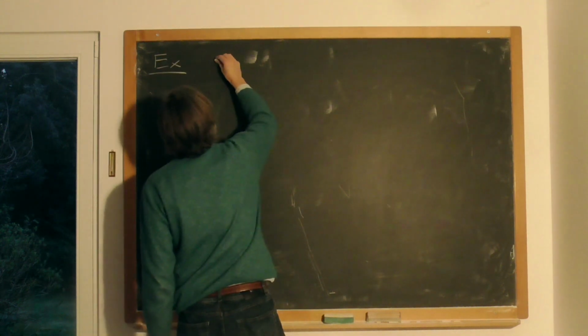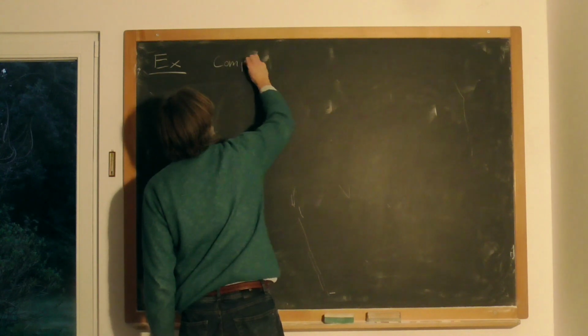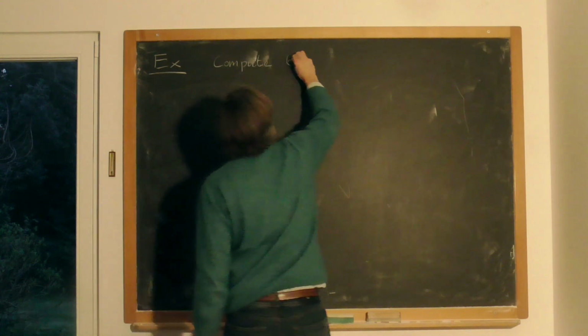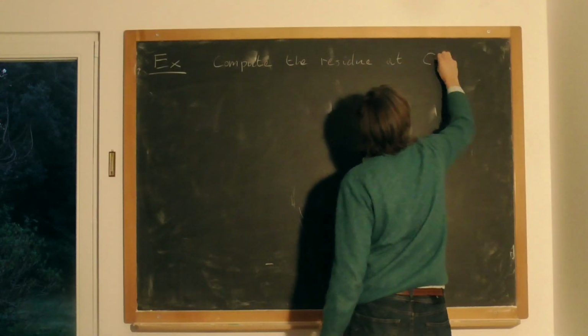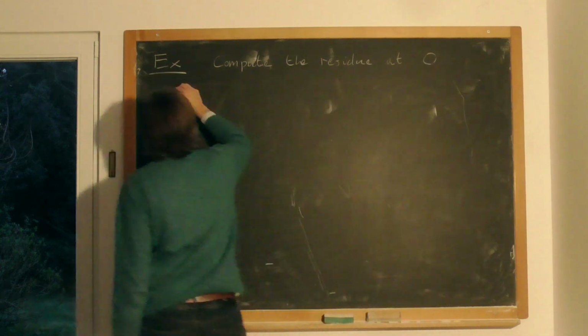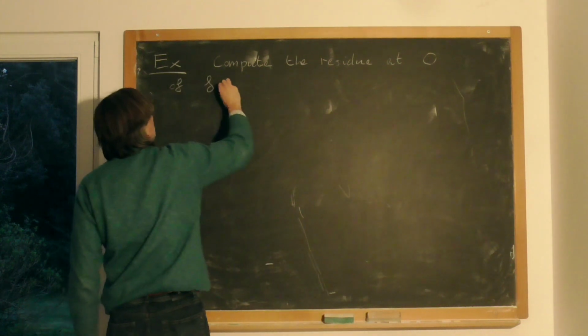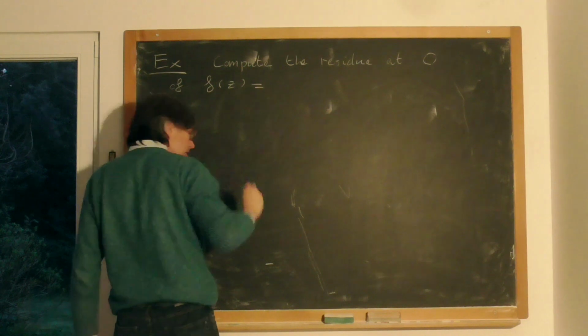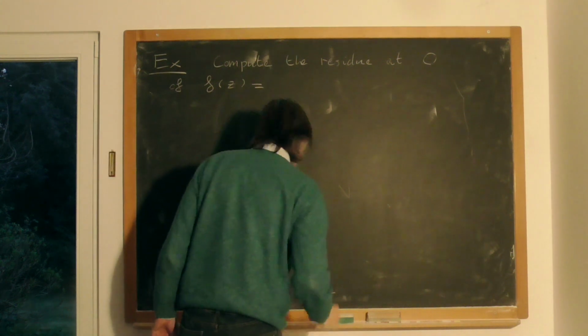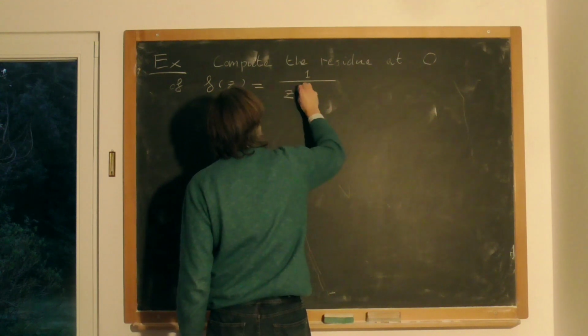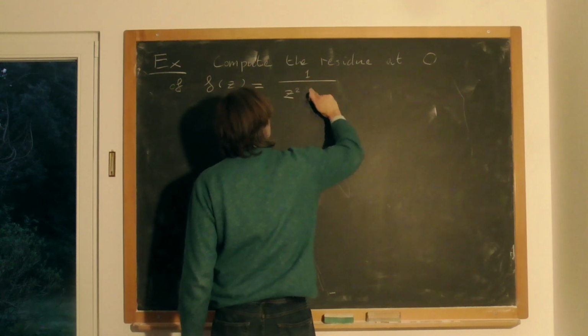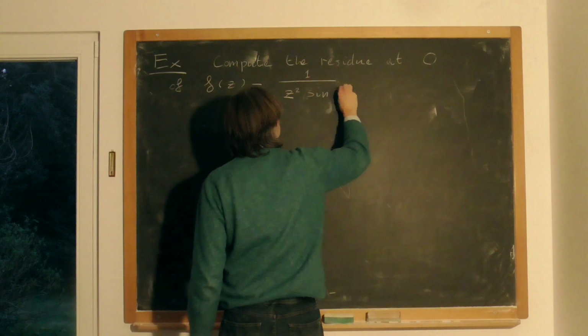is, the exercise is to compute the residue at 0 of the function f of z, which is 1 over z squared times sine of z.